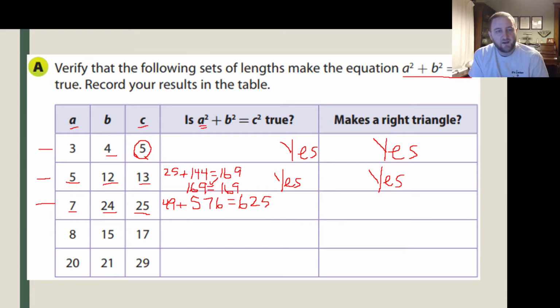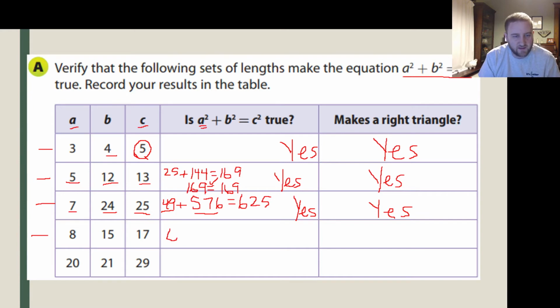So next, we're going to combine these. So 49 plus 576, that is in fact 625. And 625 is equal to 625. So yes, this is a true statement. And yes, since it's a true statement, it is a right triangle. Okay, let's go ahead and erase some of this stuff to make room. 8 squared, we'll do this next one. 8 squared is 64.